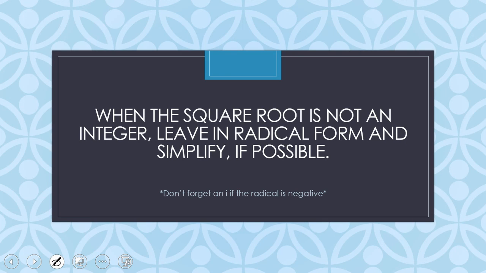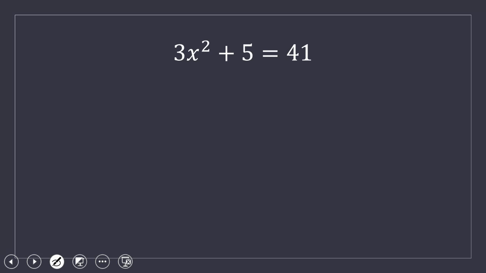Okay, so we're going to work through a couple of these. I still need to get that x squared by itself. So I'm going to start by subtracting 5 from both sides here. And 41 minus 5 is 36. Then I'm going to divide both sides by 3. And I get x squared equals 12. I'm going to square root both sides.